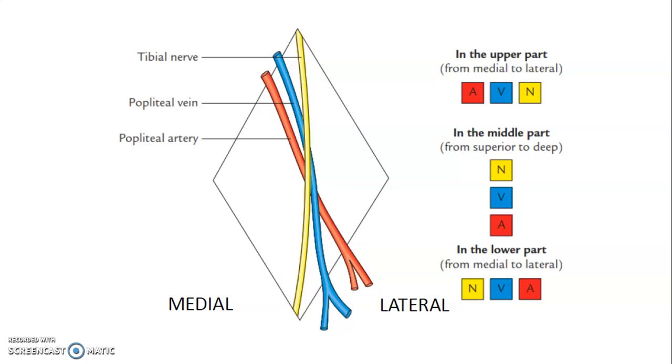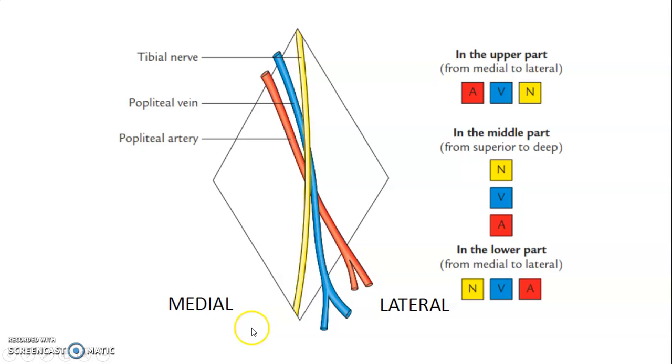In the middle part of the popliteal fossa, these three structures are arranged one on another. If you can see, tibial nerve is most superficial, then we have popliteal vein, and the deepest is the popliteal artery. So the relation is NVA, nerve, vein and artery.